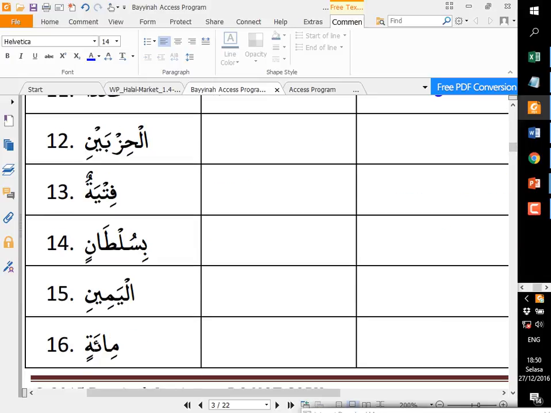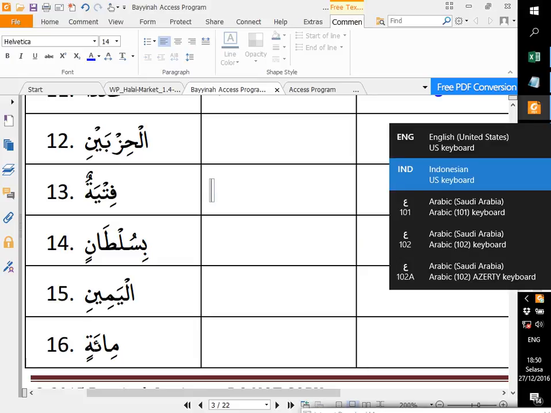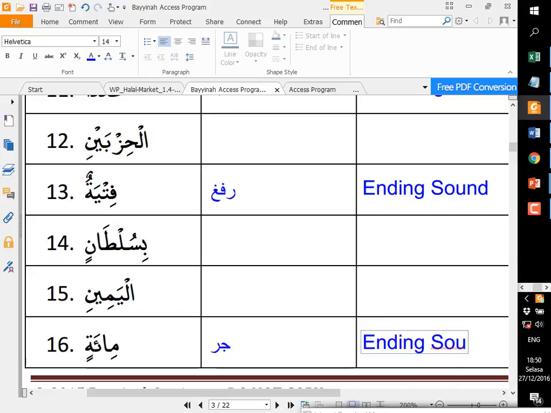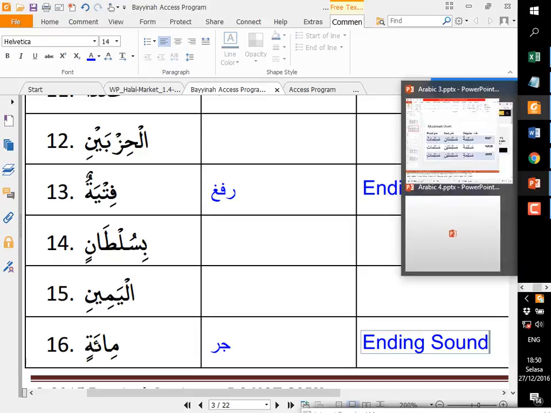And how about this? Fityatun, rafa, yes, rafa, right? Ending sound. It's feminine also. And how about this? Jar. It's not atin, right? It's jar. Definitely jar. Okay, so this is all for the light and heavy.